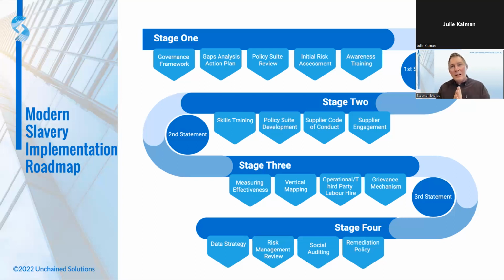Some of the other activities would be to look at your policies as a whole. So what policies do you already have in place in your policy suite? How many of those, and to what extent, would actually deal effectively with modern slavery risks, and what kind of inputs do we need to put in place?